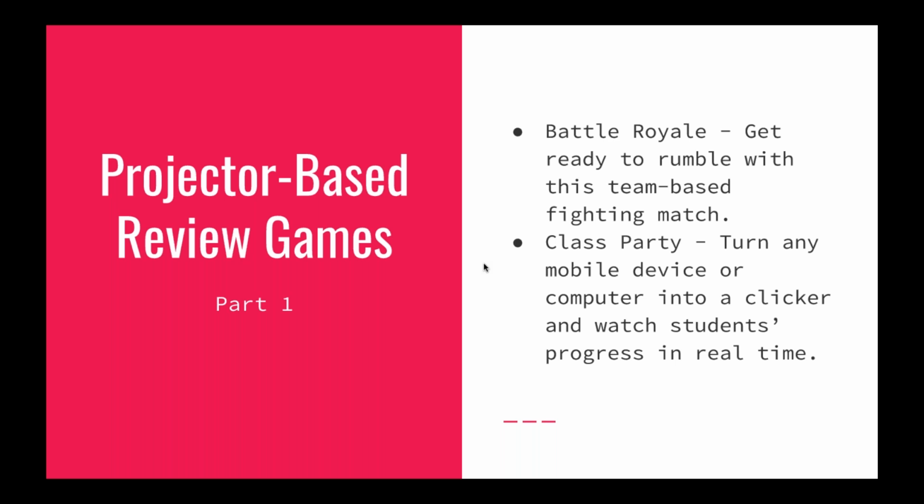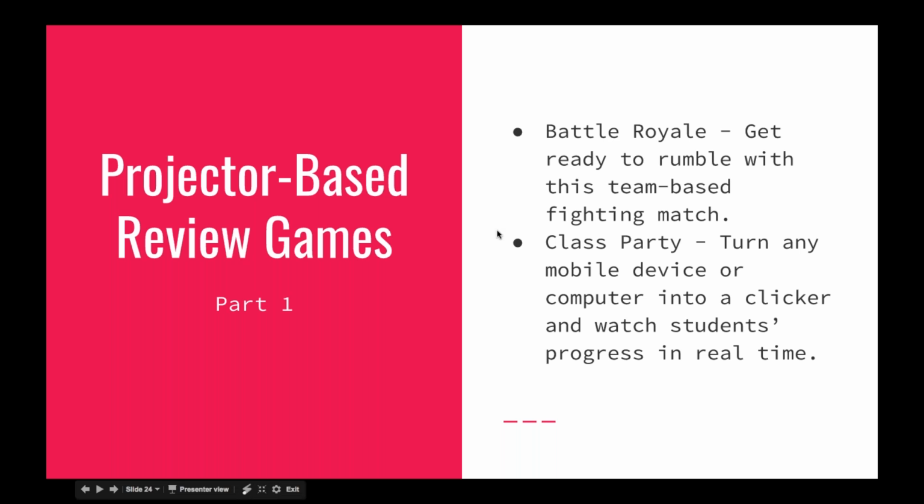And another way that you can use USA Test Prep to review is you can use our projector-based review games. As a former teacher, these are some of my favorite tools to use with USA Test Prep in my classroom. So we have several different games that are available. And the first one is Battle Royale, and our little description for it is get ready to rumble with this team-based fighting match. It allows your students to be in teams, and they're going to be competing against one another. When a team gets a question right, they get points, and then they also get to choose a team to lose points. So it's really fun, especially if you have really competitive students.